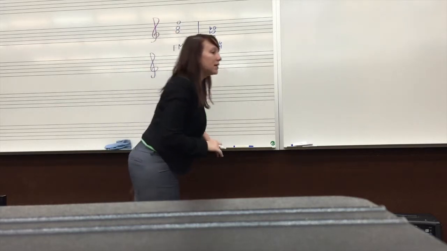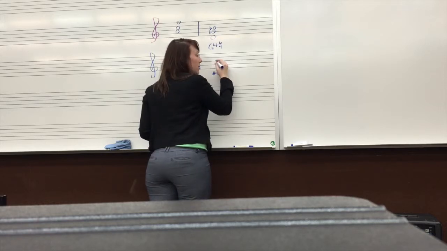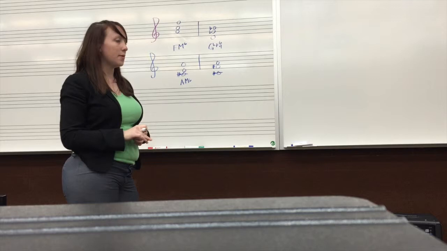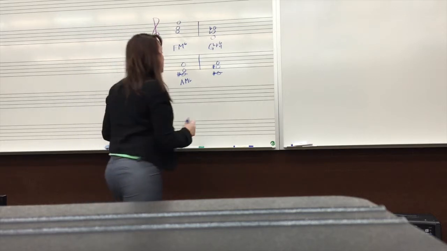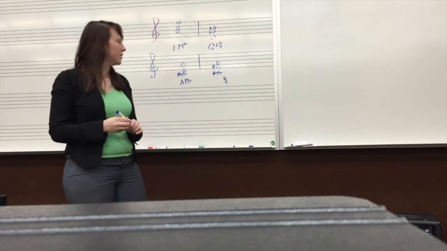Excellent. And the last one, we have a C sharp, an F sharp, and an A, correct? Yes. All right. Which shape does this resemble? Second inversion. Awesome. 6, 4.